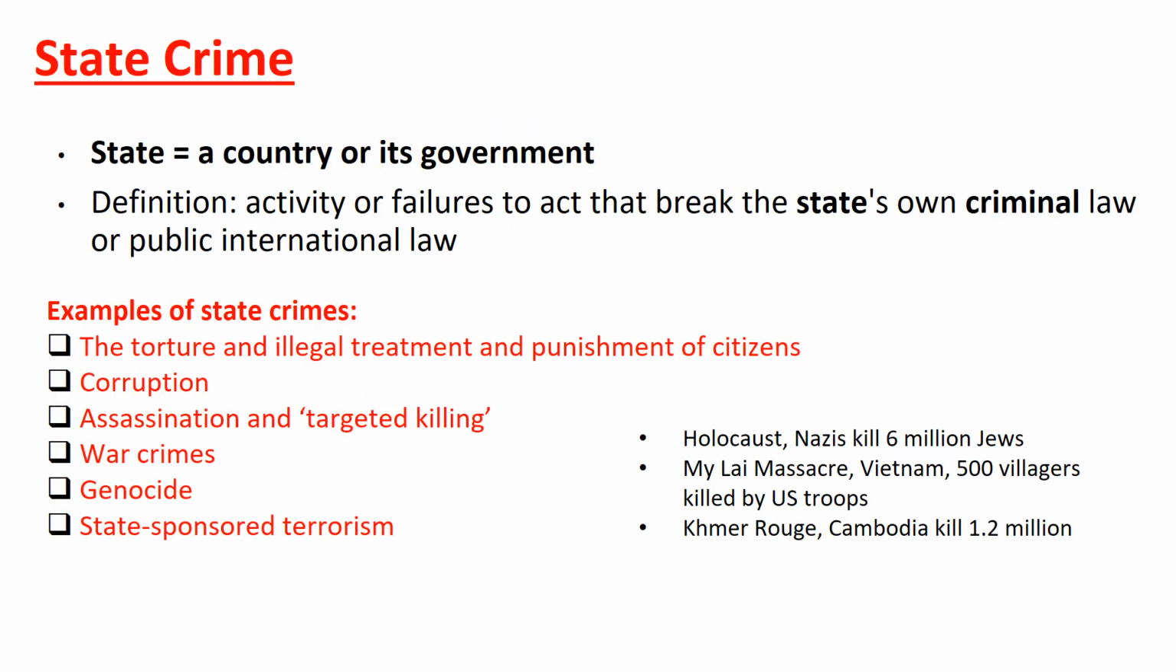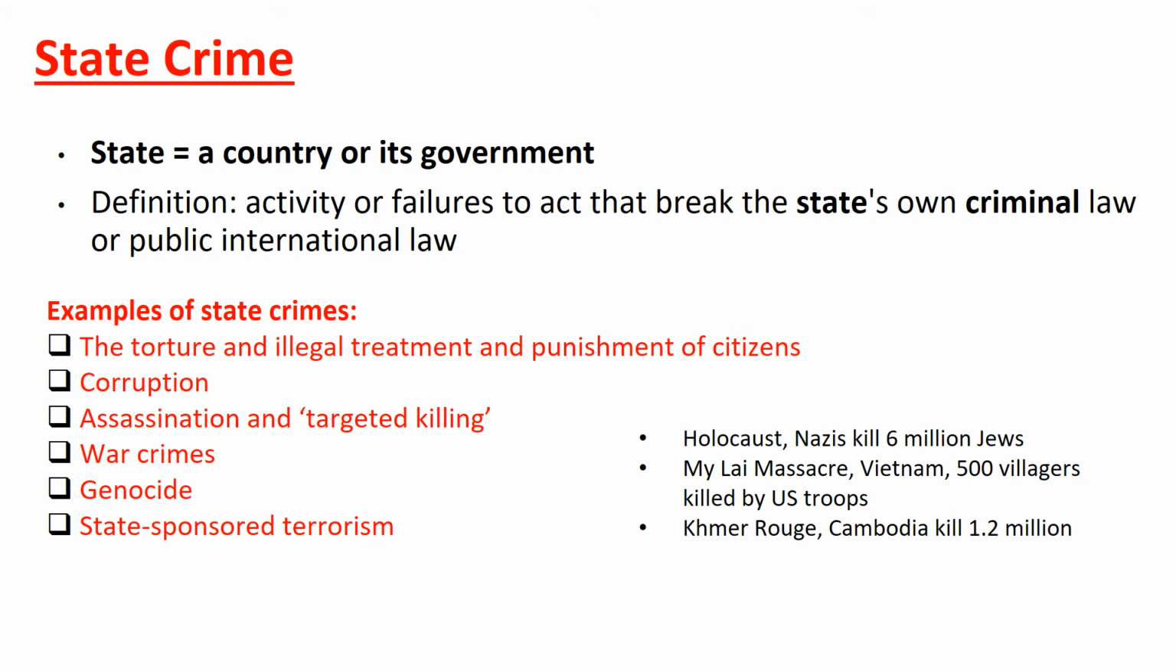State crime. So when we talk about a state, we mean a country or its government, and the definition of state crime is an activity or failures to act that break the state's own criminal law or public international law. Now, examples of state crimes include the torture and illegal treatment and punishment of citizens, corruption, assassination and targeted killing, war crimes, genocide, and state-sponsored terrorism.